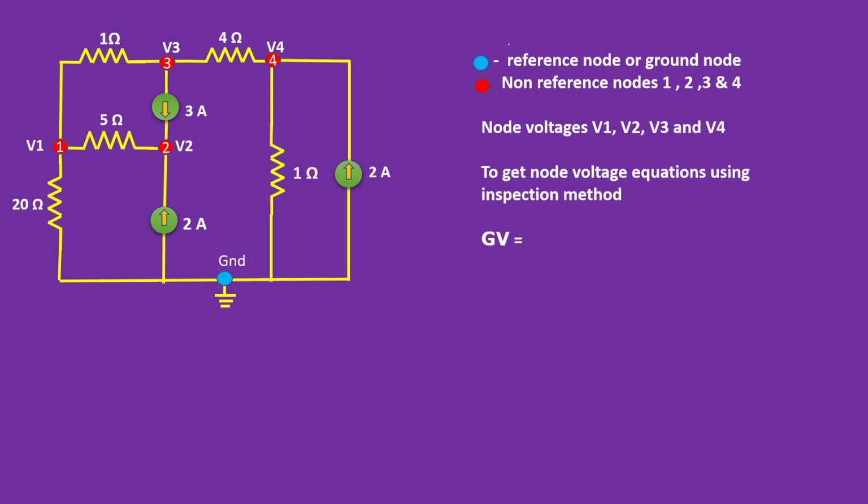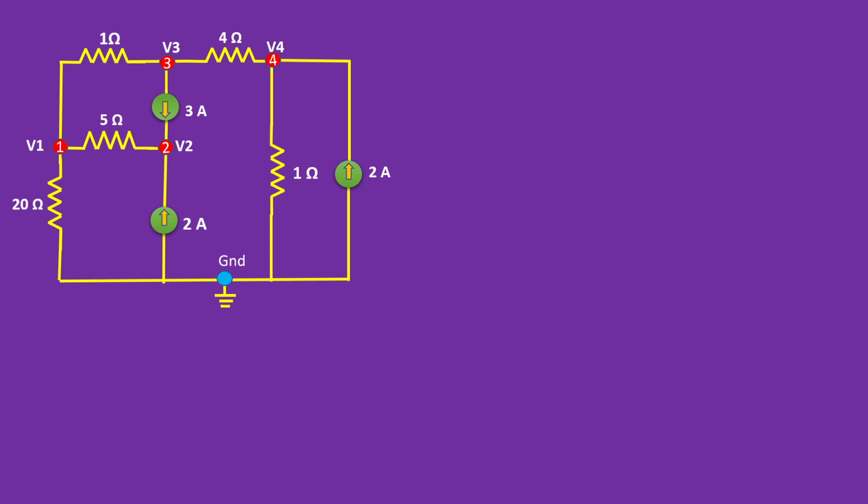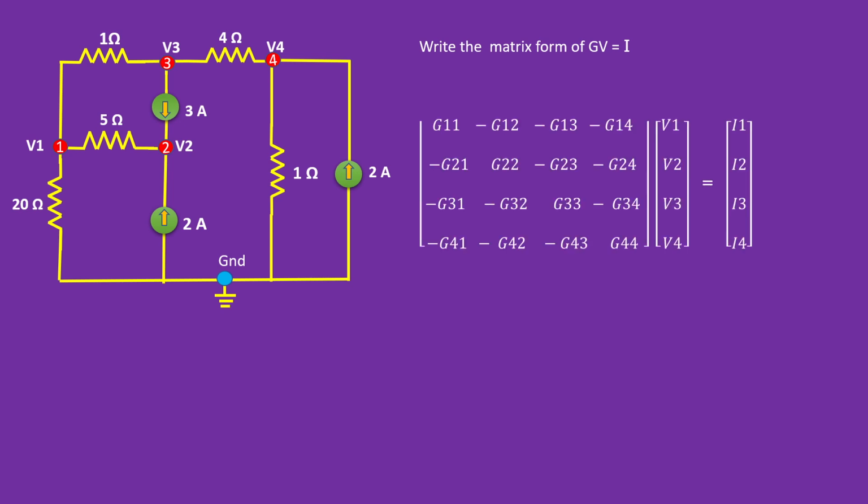For this we are going to use the formula GV equals I, where G is conductance, V is voltage and I is the current. Already we know that conductance G is the reciprocal of the resistance. For the given circuit we have four nodes, so we can write the matrix form as GV equal to I. It is a 4 by 4 conductance matrix multiplied by the node voltages, which will give you the currents I1 to I4.